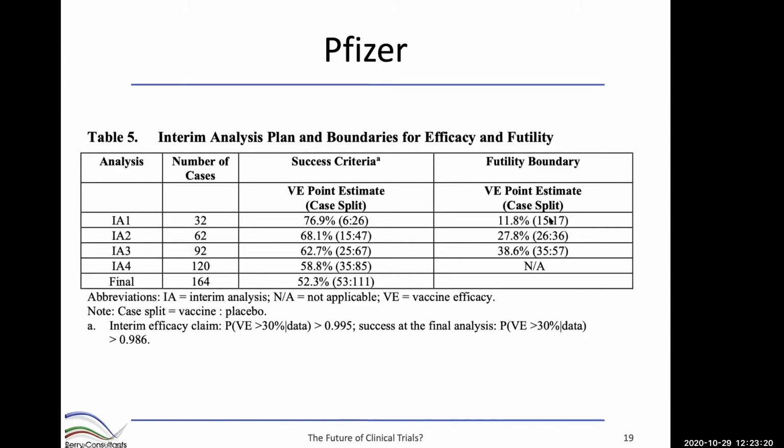They also have a futility rule. So if that split is 15 out and 17 or worse, then they will drop for futility. And so you can see the splits here at further interim analyses of 62, 92, 120, and they have a final analysis at 164. So if they can hit any of these splits, they win.